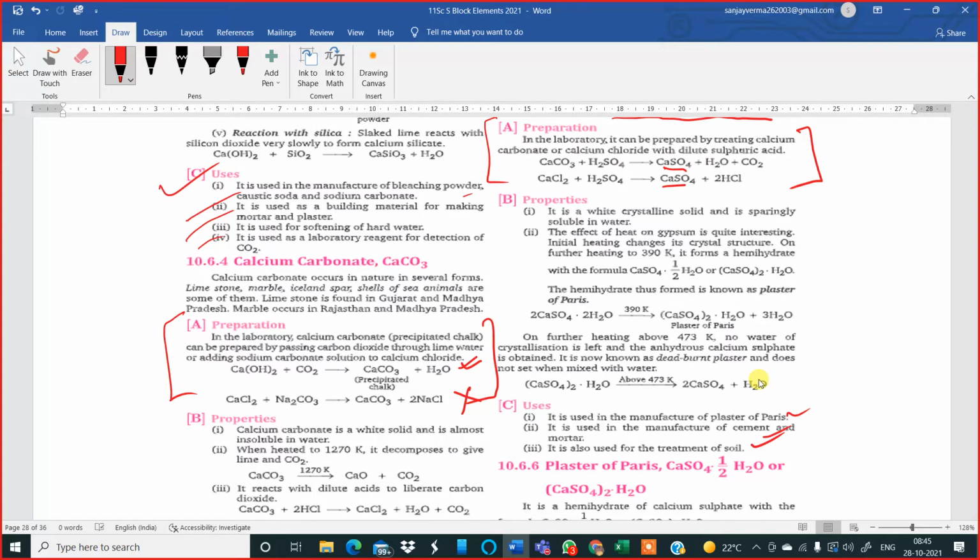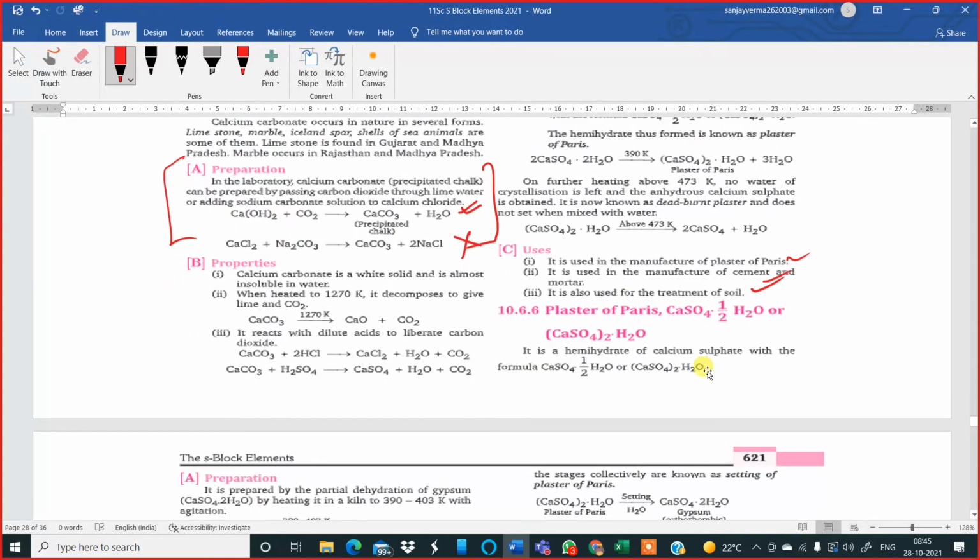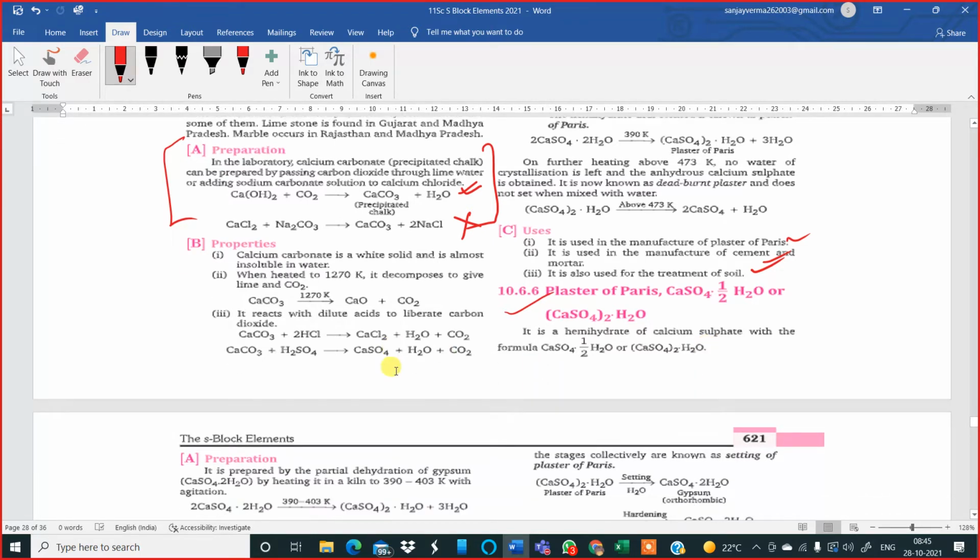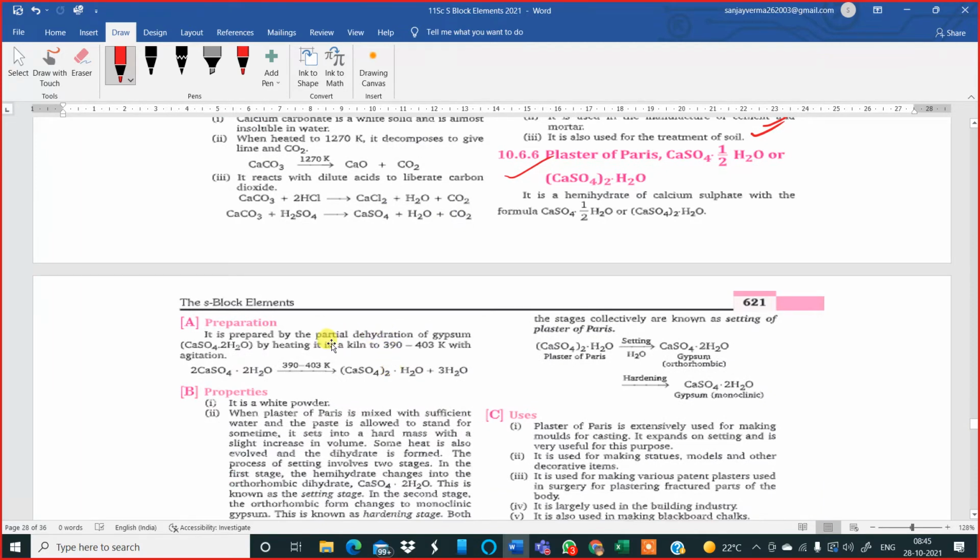Okay. Then after that, plaster of Paris is also required. Plaster of Paris and gypsum are separate. So here, plaster of Paris, preparation from gypsum. To prepare plaster of Paris, the preparation from gypsum is mentioned on page number 621. It is prepared by the partial dehydration of gypsum by heating it in an iron kiln, a hot furnace, to this temperature with a lot of agitation. So if you heat calcium sulfate dihydrate at this temperature, it produces plaster of Paris. Okay, so only the preparation and the uses.